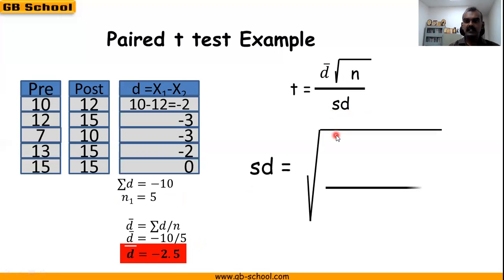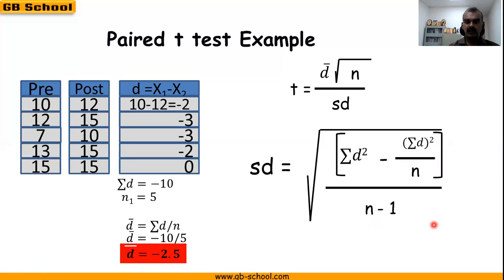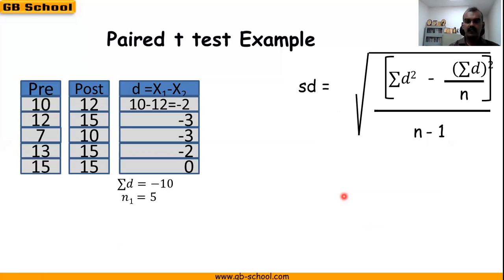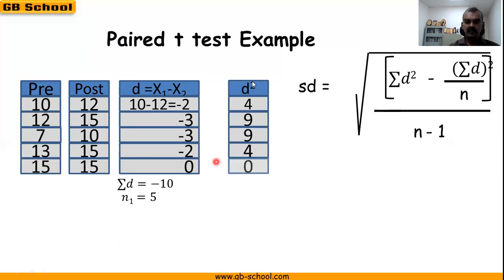The formula, as we know, is the square root of sum of d square minus sum of d the whole squared by n, whole divided by n minus 1. In this formula, what we need is d square. Right now we have only d, so we'll make one more column, d square. It will be 4, then 3 square is 9, again 9, again 4, and 0. Next we have to sum it. The summation is 26.